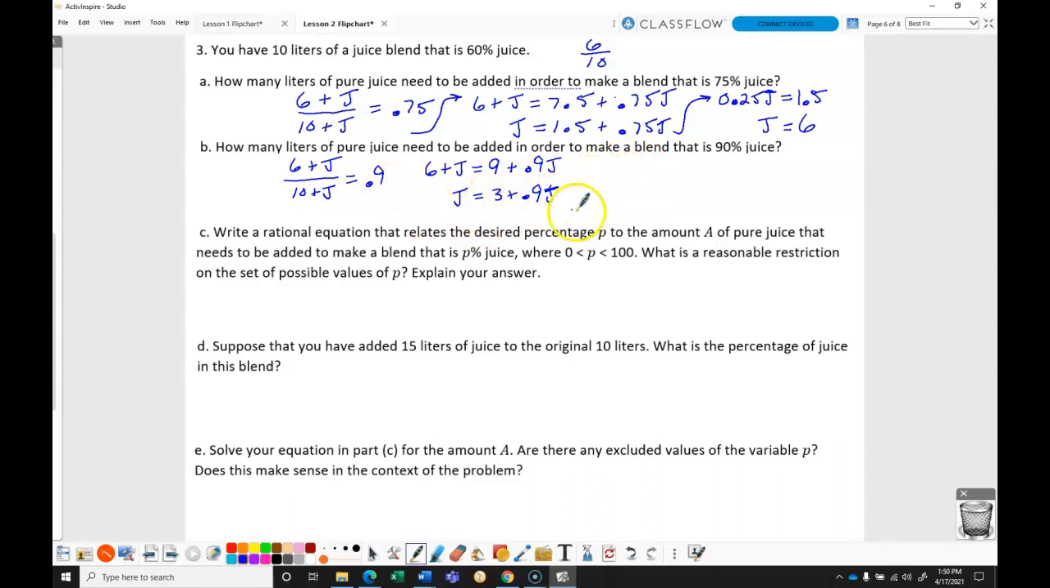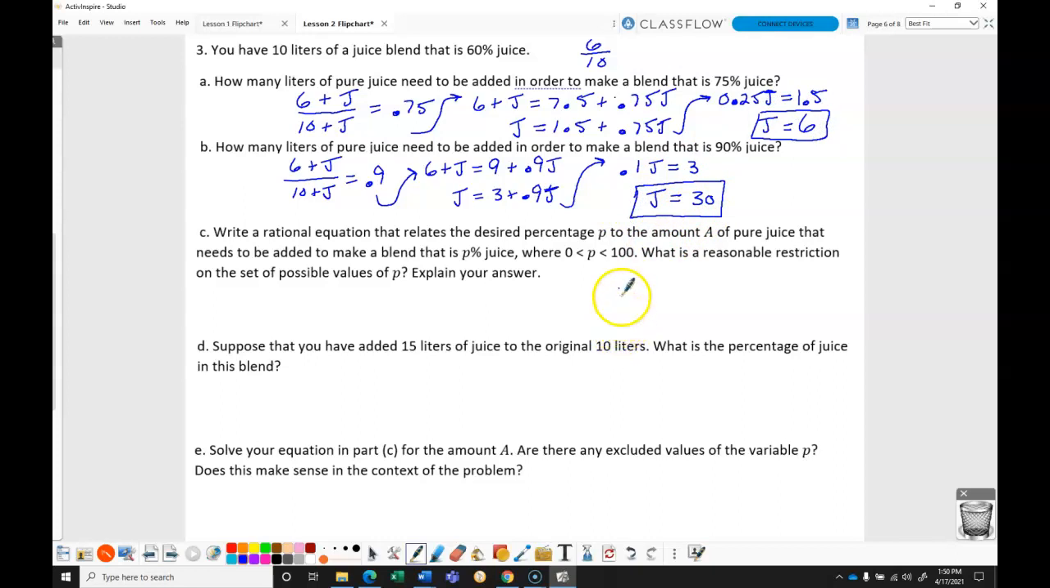So that actually gets me up over here. This one up over here. So when I subtract 0.9J from both sides, I get 0.1J equals 3. So that's 1/10. So I'm going to multiply both sides by 10, and J should equal 30. In order to get my concentration to 90%, I need to add 30 liters of pure juice.